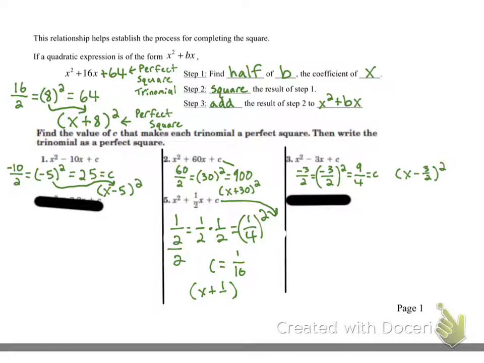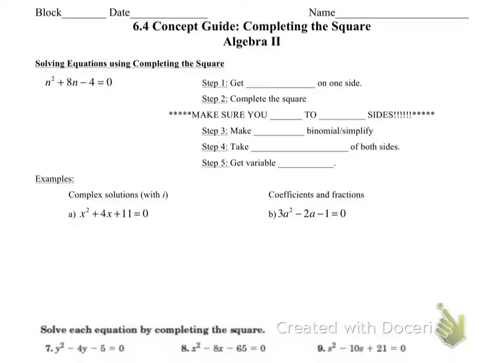X plus 1/4 squared. Sorry, my brain got ahead of my hand. Alright, good work so far. Don't worry about those other problems.